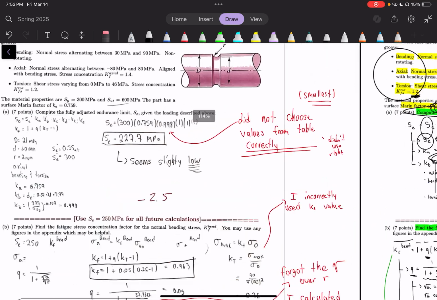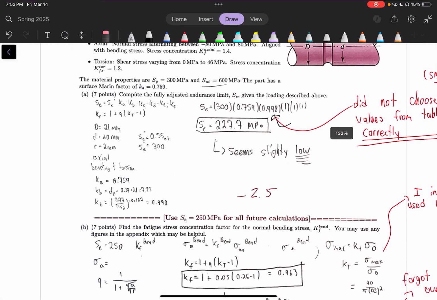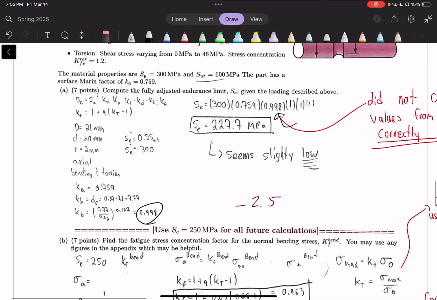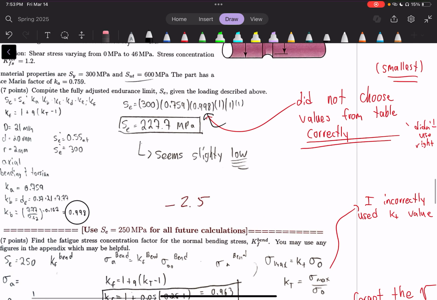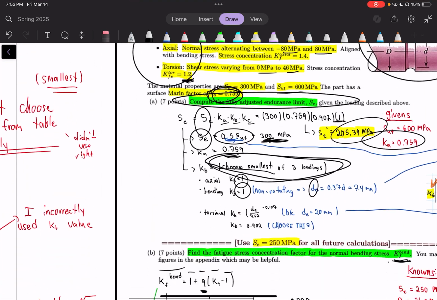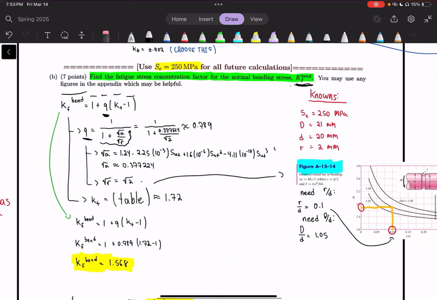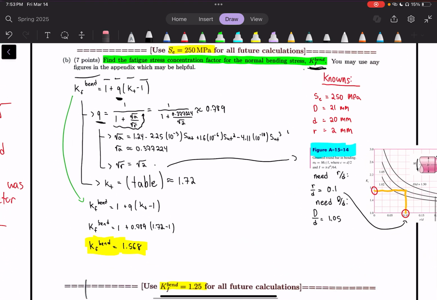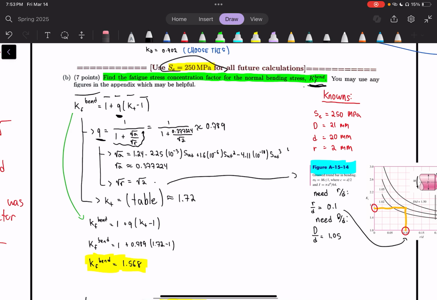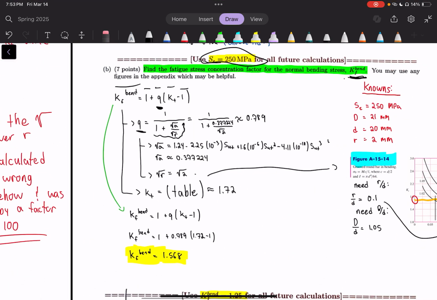This one, I did not choose the smallest one. I just kind of chose a random tallest one there, which I was not supposed to do, and that is not the right approach. So ignoring the other ones due to them being a 1, I could have ignored that last kc if I wanted to. Now, going into part B, I can see that we have an endurance limit of 250, and that's what we're going to be using from here on out, not the one I got before.